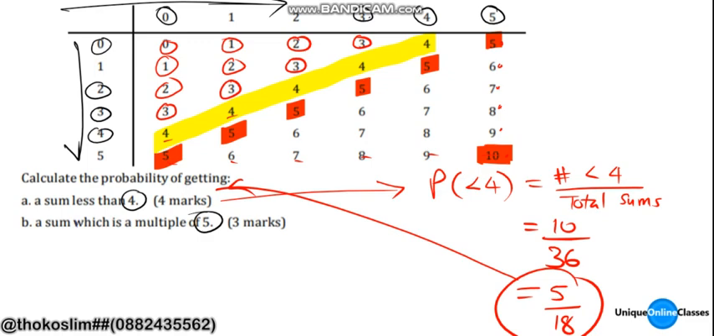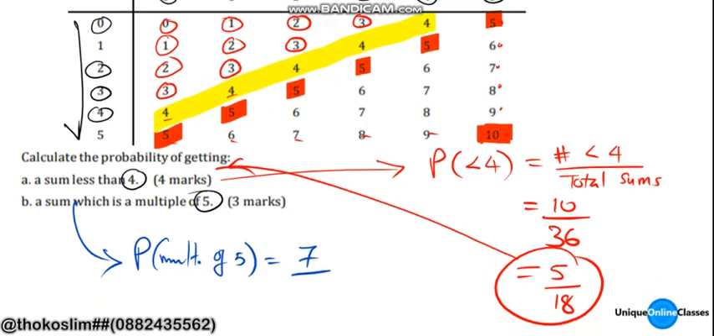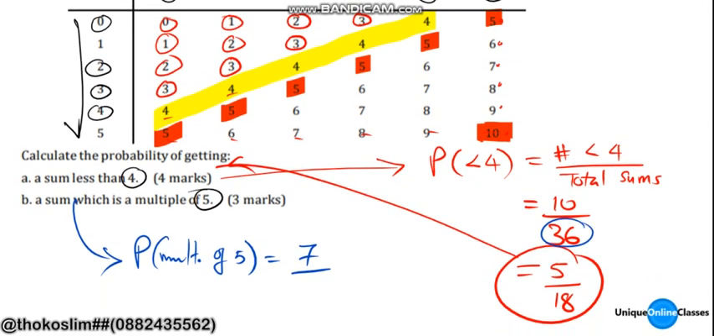Our solution for this one, P(multiple of 5) is equal to the number of sums which are multiples of 5. So that's 7, and the total number here is 36. We're going to put 36 here. So the marks are 3 marks for this one, 4 marks for that one. As simple as it is.